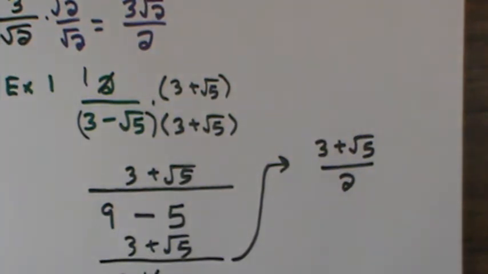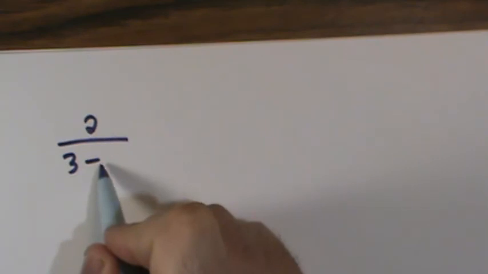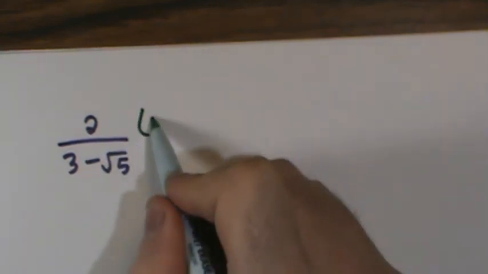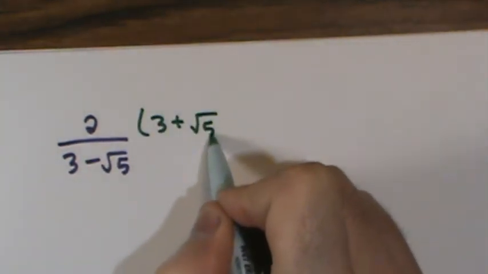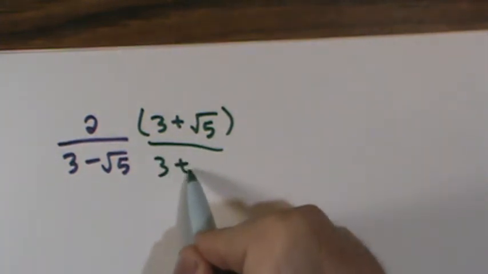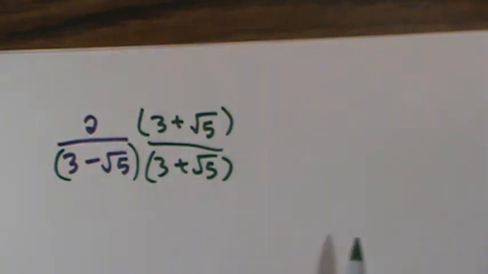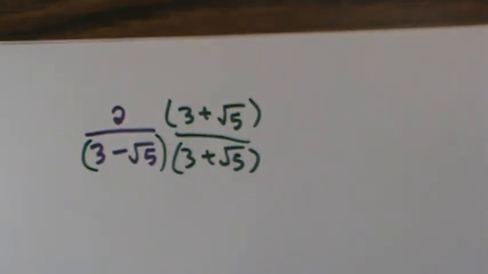Now before I move to the next example, there's so many different things I could explain off of this. I want to fix this up here a little bit. I'm going to redo this example. I had the 2 over 3 minus rad 5, and we said that we would multiply top and bottom by 3 plus rad 5. I had to supply the conjugate. When you have two terms, you're going to supply the conjugate like that.